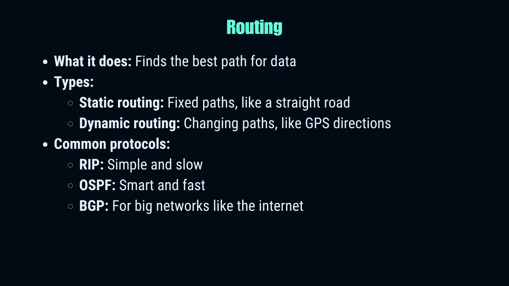The goal is to find the most efficient path, which isn't always the most direct one. Internet routing is particularly complex, involving multiple autonomous systems, which are networks under a single administration. BGP is used for routing between these systems, forming the backbone of Internet communication. Understanding routing is crucial for network design and troubleshooting. It's what makes it possible for data to find its way across the vast, interconnected landscape of the Internet.